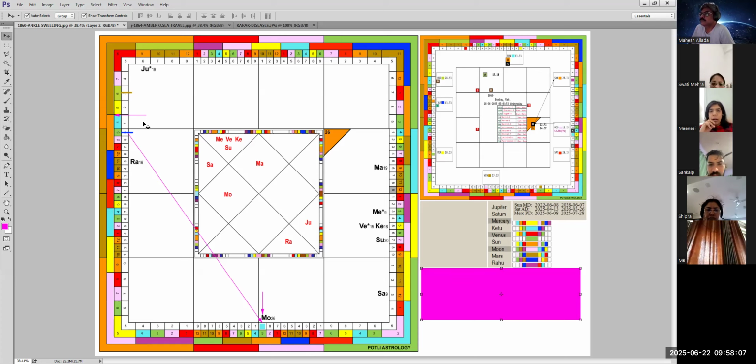Okay, so now the solution. Iska solution kya karna hai? What do we have to do? Now this is my Ghati solution. It is not ye.